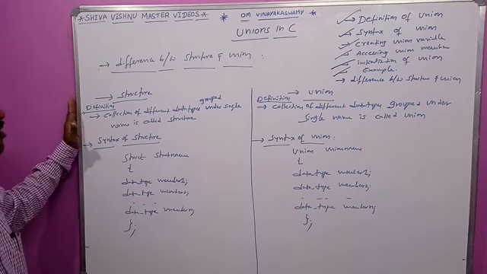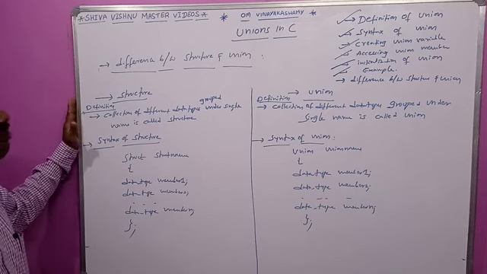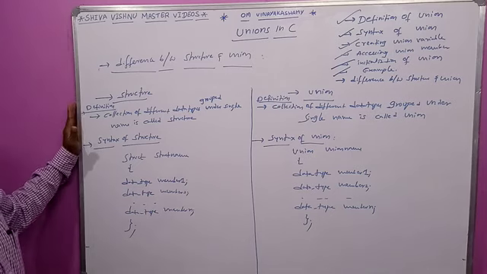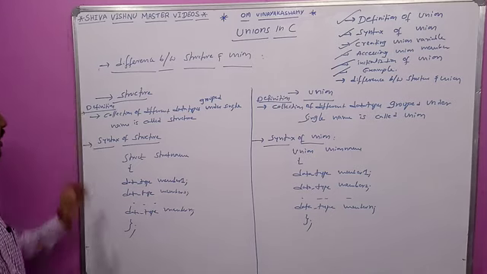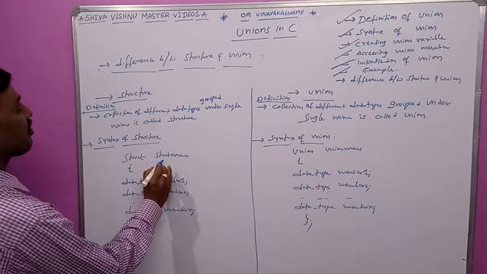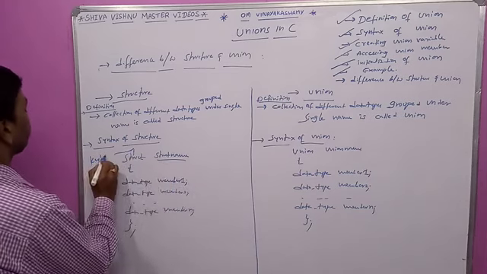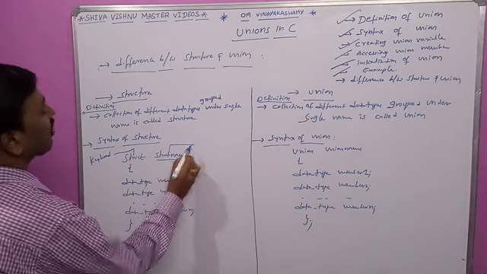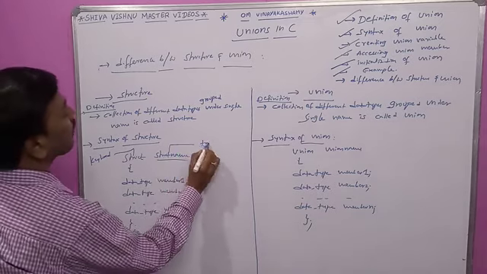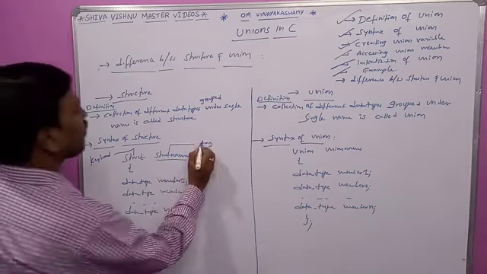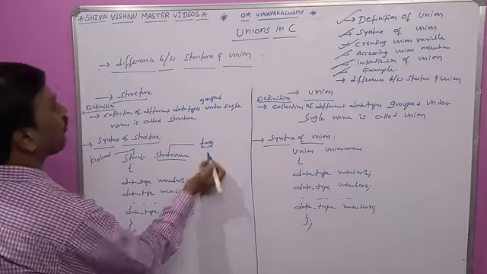Here you can see the definition of a structure. The definition of a union is the same definition. This is the syntax. Here you can see there is struct, and then the structure name. struct is a keyword. The structure name is sometimes called a tag name.